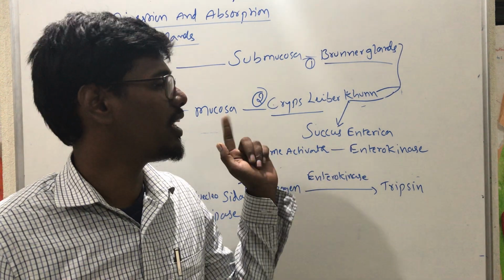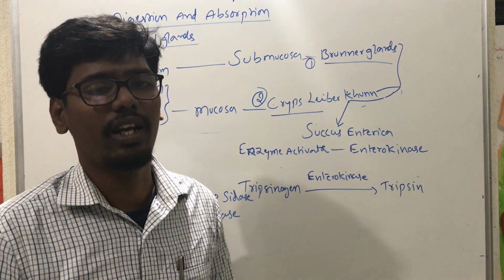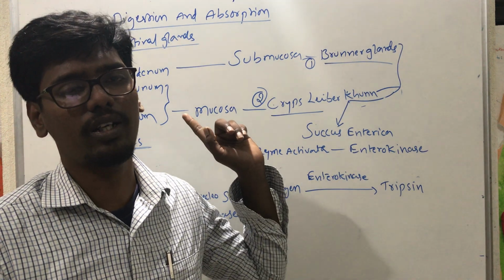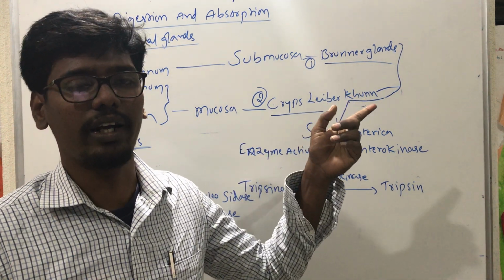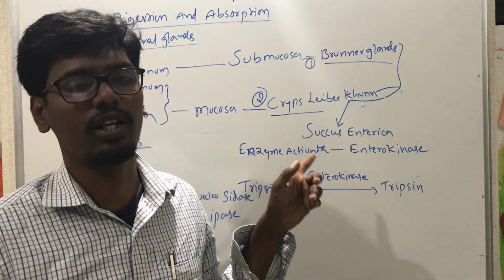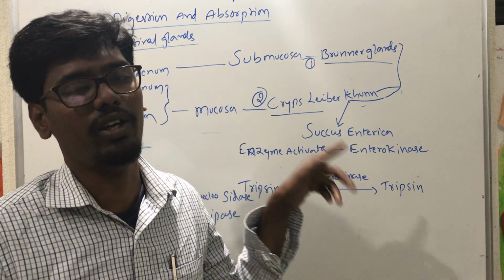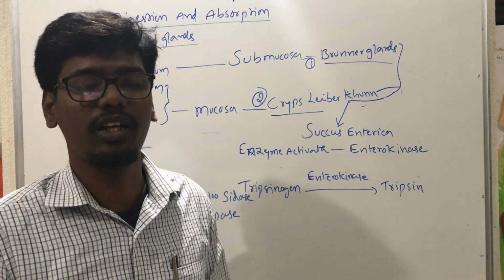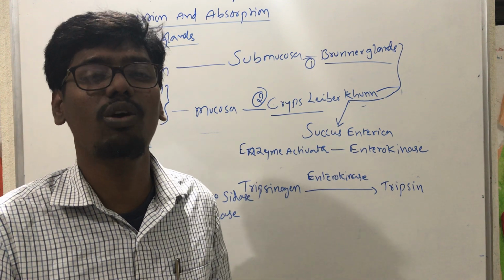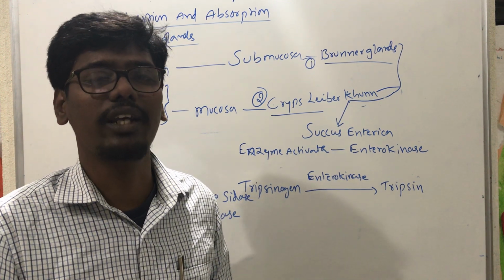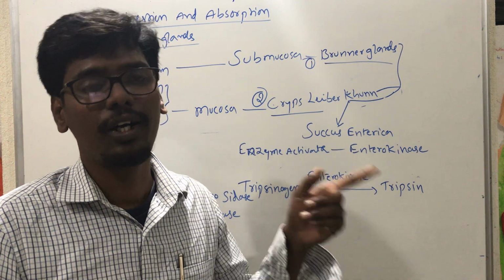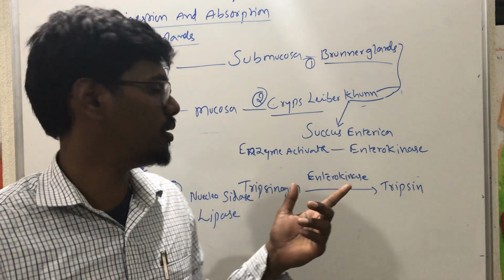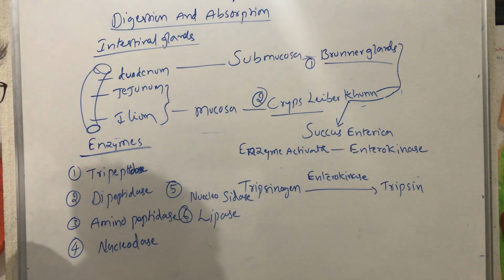Next, coming to the intestinal juice. Intestinal glands: one gland is found in the submucosa of the duodenum, called Brunner's glands, and the jejunum and ileum have a mucosa layer. That mucosa layer has the crypts of Lieberkuhn. These glands release succus entericus, which is nothing but intestinal juice. It contains an enzyme activator called enterokinase. Enterokinase activates trypsinogen to trypsin, and they also release enzymes. Those enzymes are these.